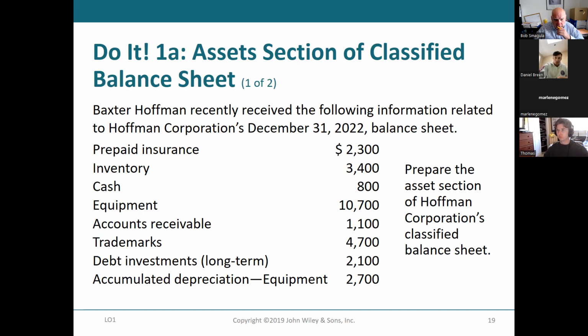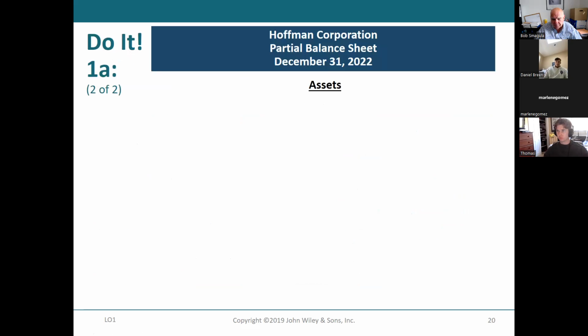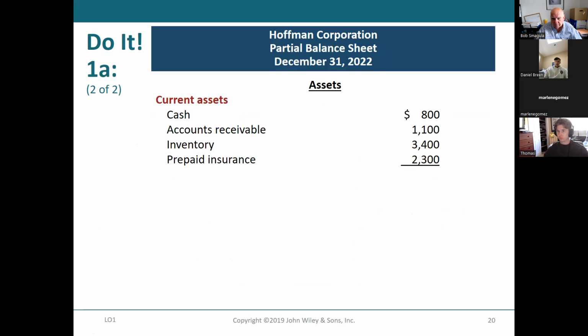Accounts receivable is probably next, 1,100. Then I see prepaid insurance and inventory. They could probably go 1, 2. So I think we're looking at cash, receivables, prepaid insurance, and inventory. That's 800, 10, 7. There we go. Current assets we pulled from here.